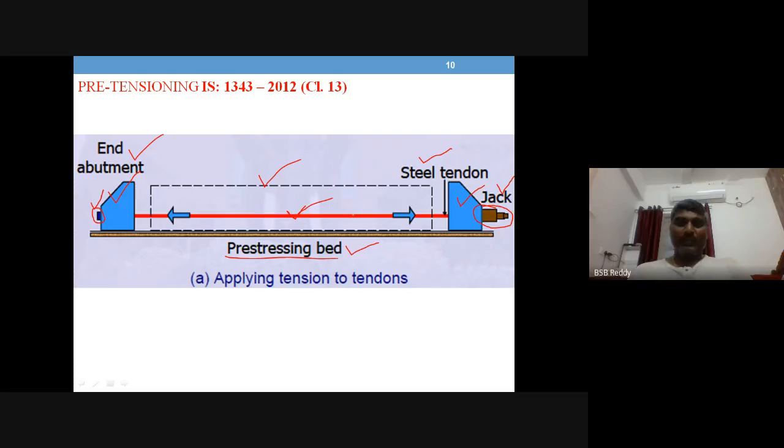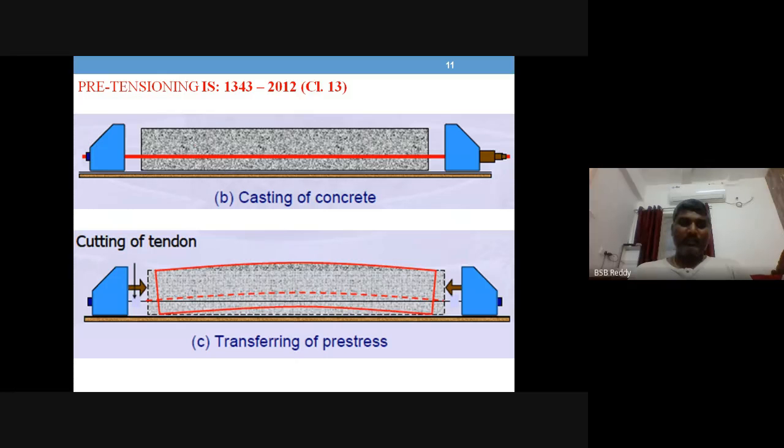Okay, then what next? Then the concrete has come. So you design the mix, and then according to the mix design, you prepare the concrete and pour it. Okay, so cast the concrete. Next step, you cut the tendon. You see it here? The tendon is cut here, here. Okay, so the tendon is cut.